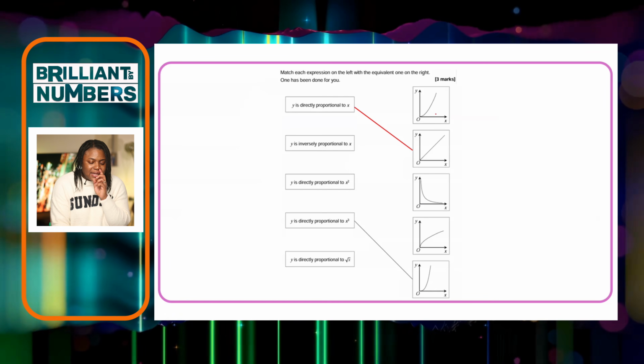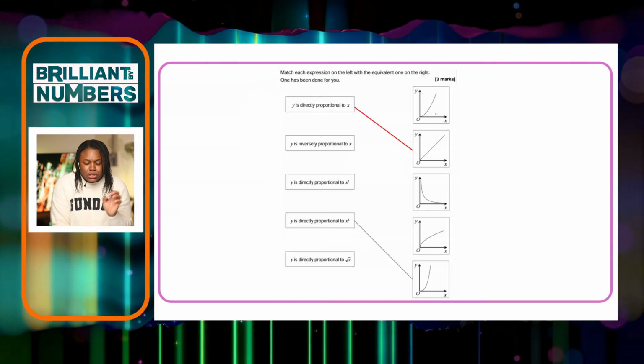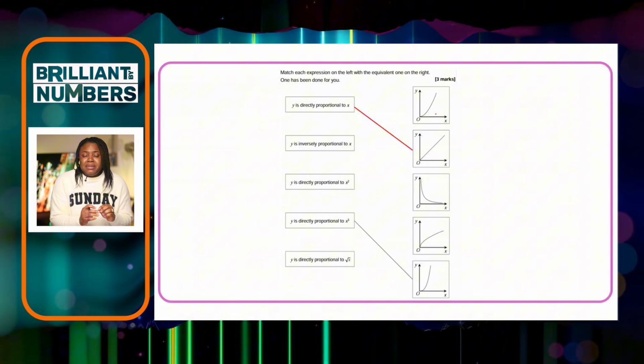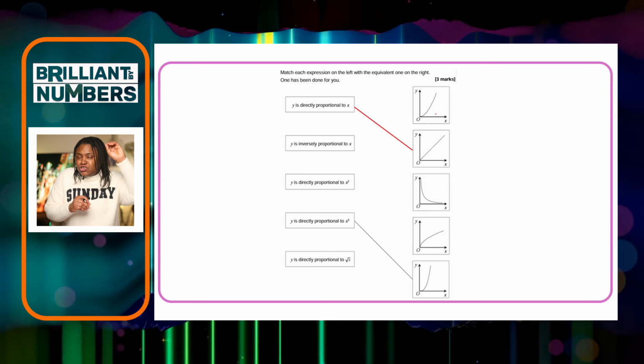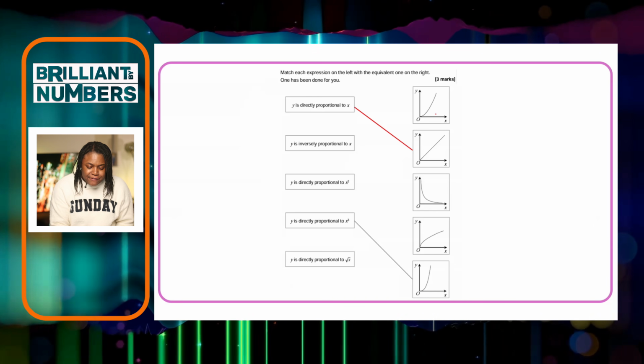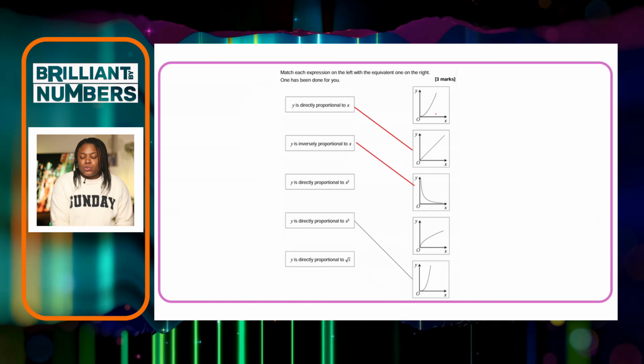Next one we want to have is inverse proportion. So y is inversely proportional to x. This means that when x has increased, y is decreasing, and so on. So therefore, our graph will look like this one.